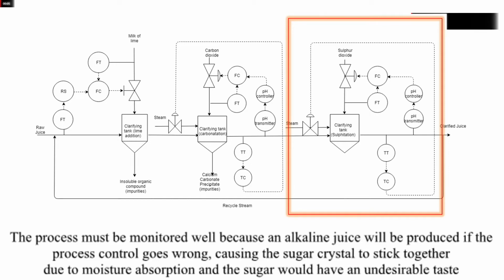The process must be monitored well because an alkaline juice will be produced if the process control goes wrong, causing the sugar crystals to stick together due to moisture absorption, and the sugar would have an undesirable taste.